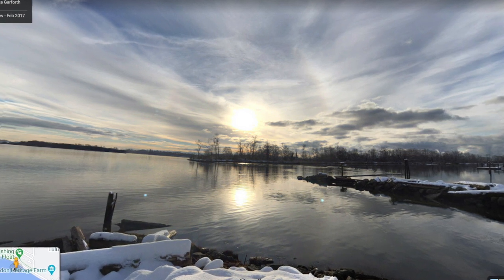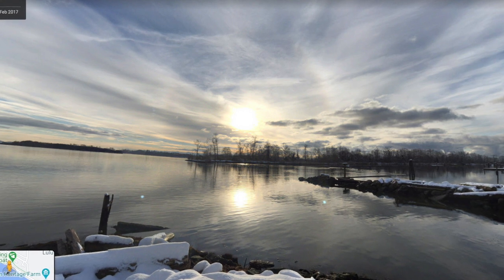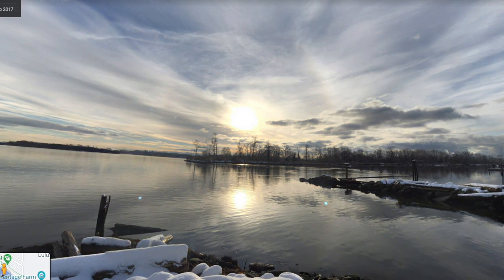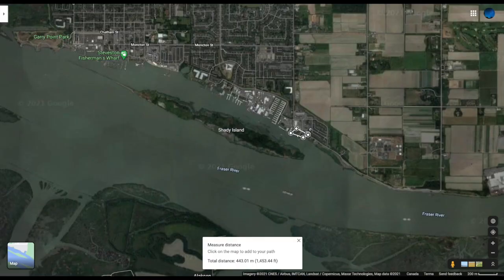The small channel between me and the island is called an anabranch, which can form and return to the main portion of the river downstream, forming an island between the two channels of the river. Looking at this from a bird's eye view, again keep in mind my position standing in the white square, between Shady Island and Richmond is the smaller channel of water that rejoins the main river, forming Shady Island.